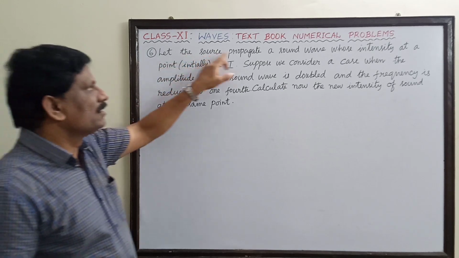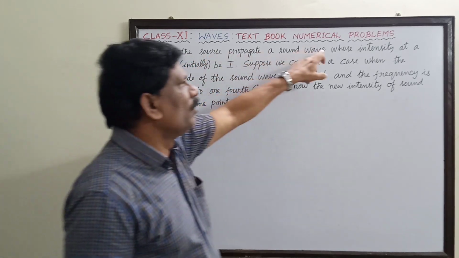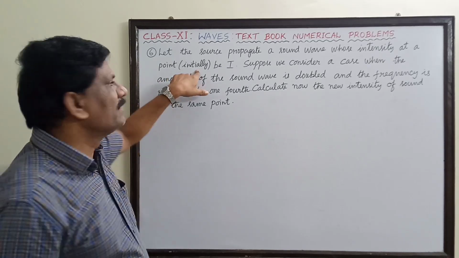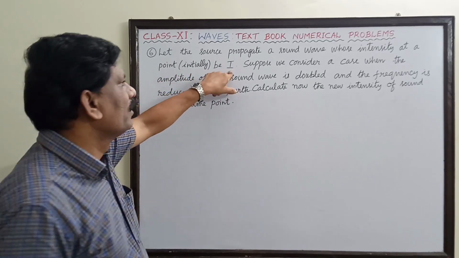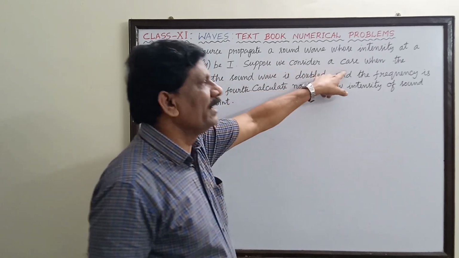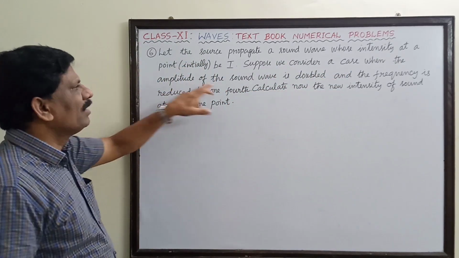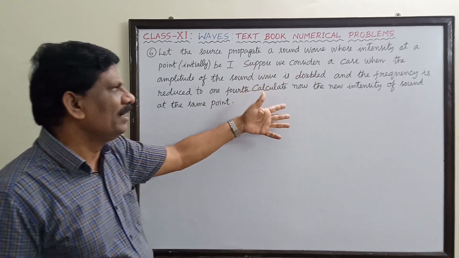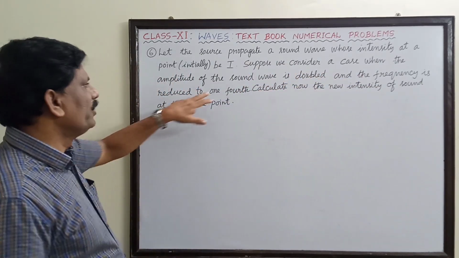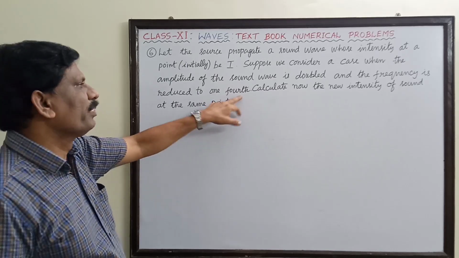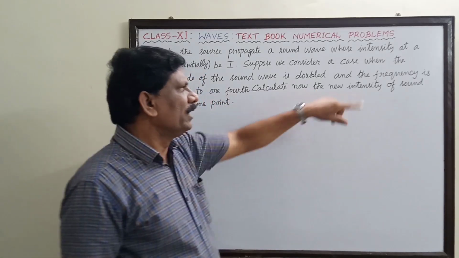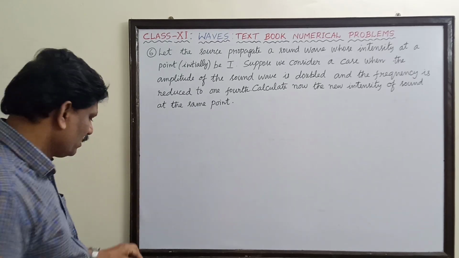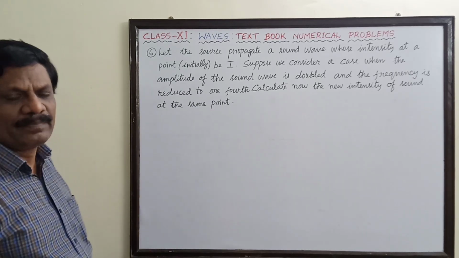Let the source propagate a sound wave whose intensity at a point, that is the initial intensity, be I. Suppose we consider a case when the amplitude of the sound wave is doubled and the frequency is reduced to 1/4. Calculate now the new intensity of sound at the same point. So it's a very simple problem.